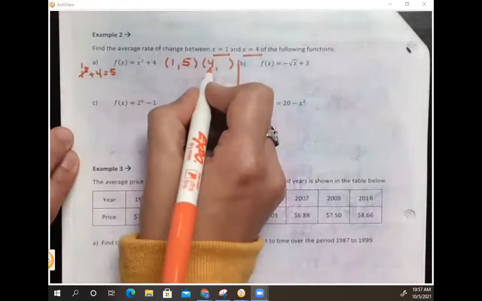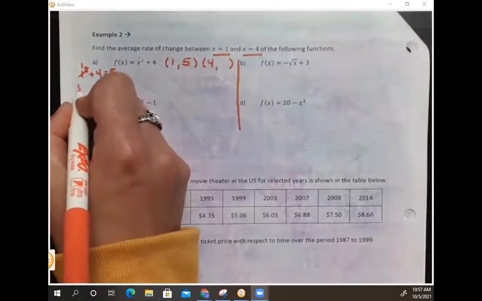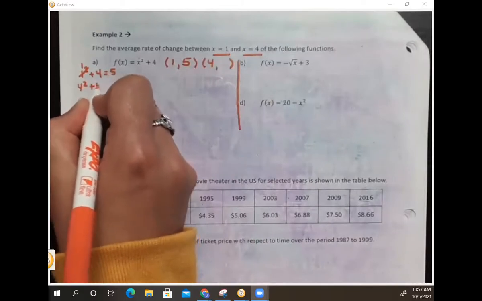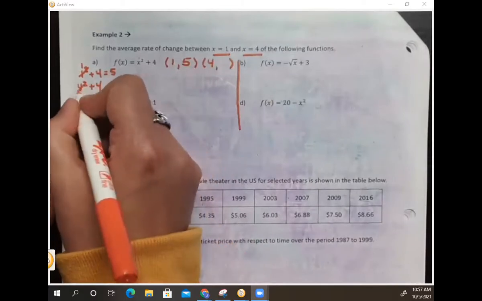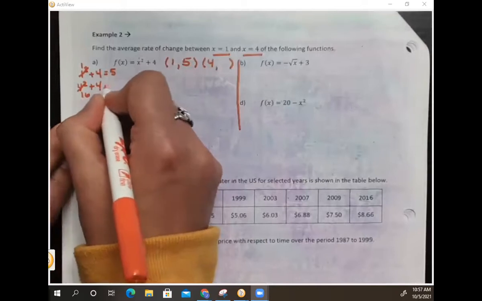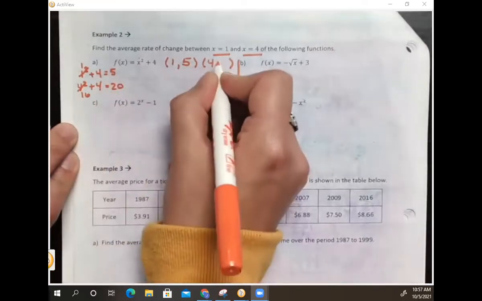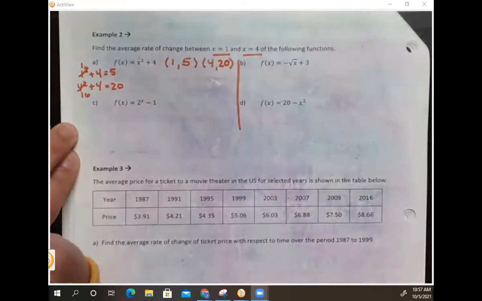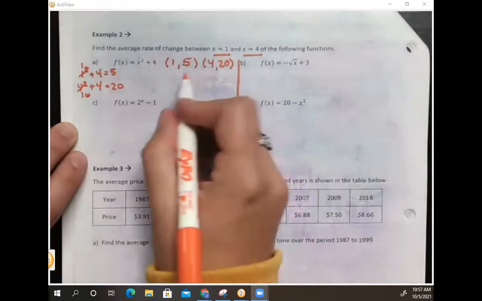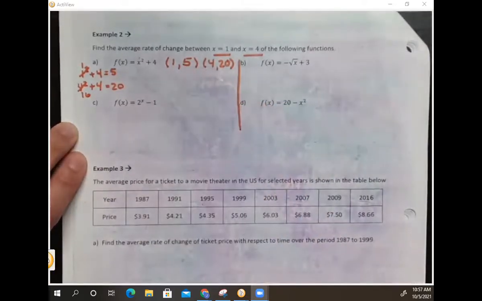And then I'm going to do the same thing with 4. So 4 squared plus 4. 4 squared is 16. 16 plus 4 is 20. So the points I'm using are 1, 5, and 4, 20. We have that extra step here to find those y values. Once I have my points, we're just finding the slope.